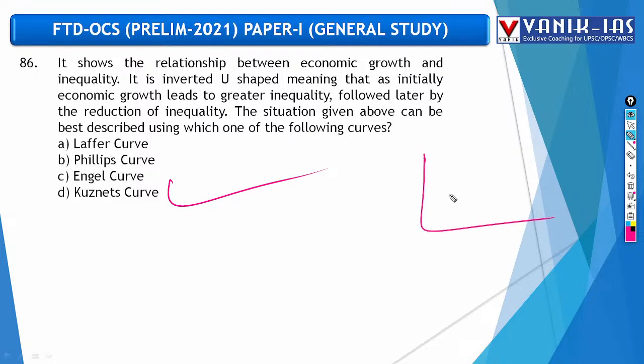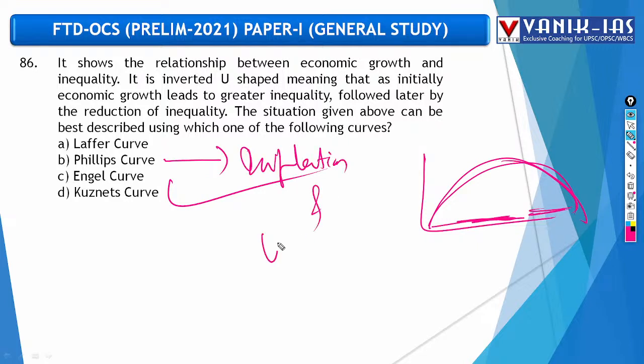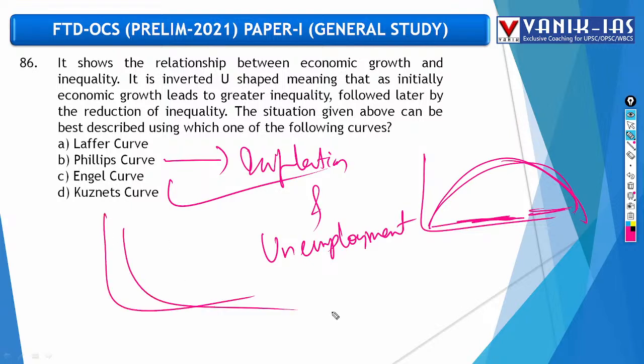The Laffer curve is related to taxation and revenue. After a certain amount of taxation, if you increase the tax, then revenue will decrease. That is the Laffer curve. Then the Phillips curve, that is regarding inflation and unemployment, and it says that they have an inverse relationship. This is the Phillips curve.